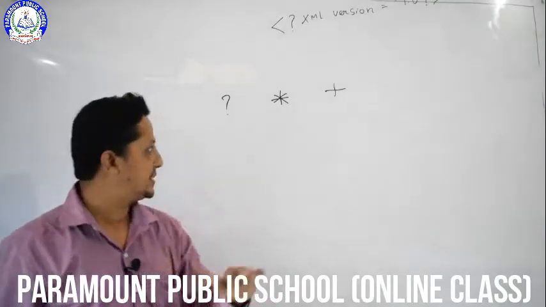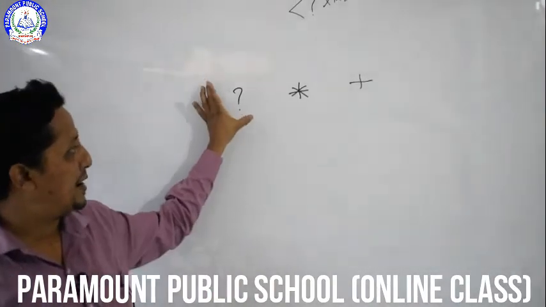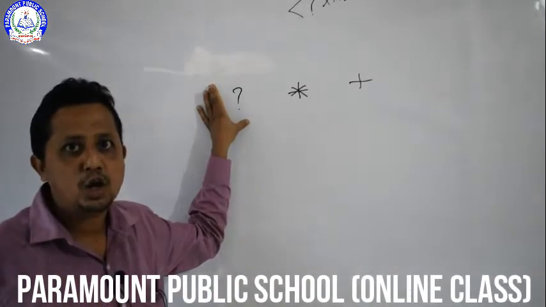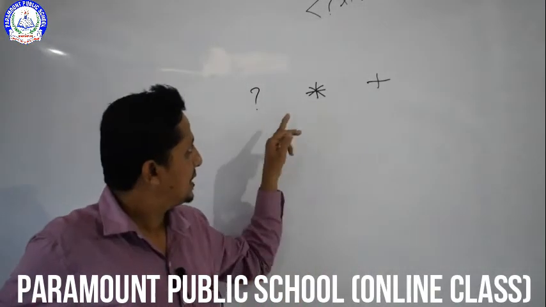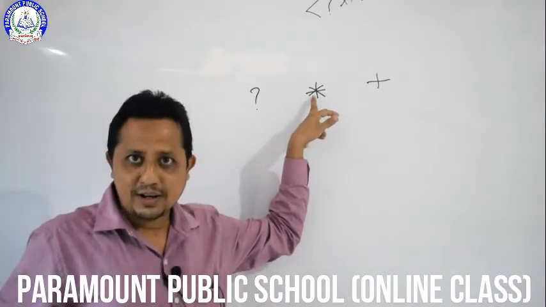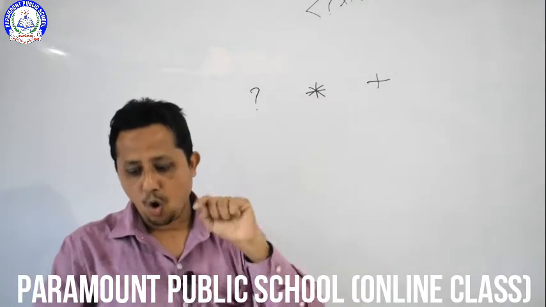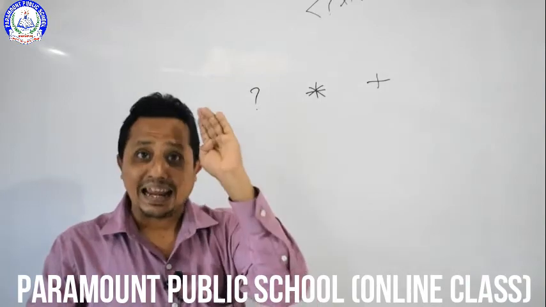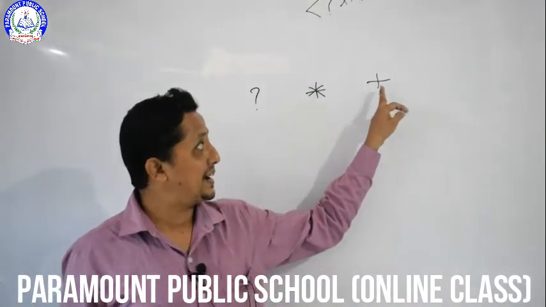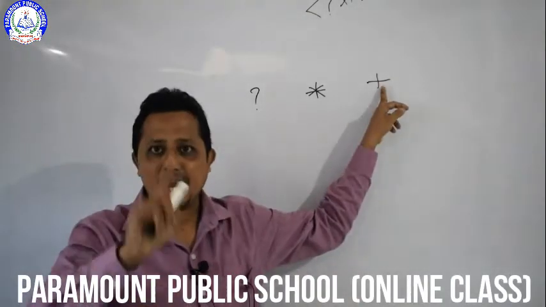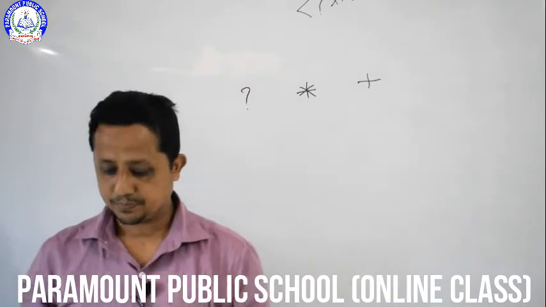So you can just see the difference. Question mark is used to indicate that the element may not appear or may appear once. Asterisk indicates it may not appear or may appear any number of times. And plus is used to indicate that the element must appear at least once or any number of times.